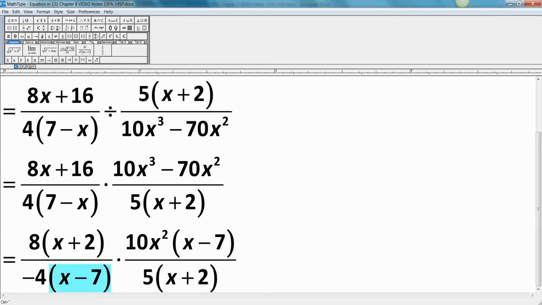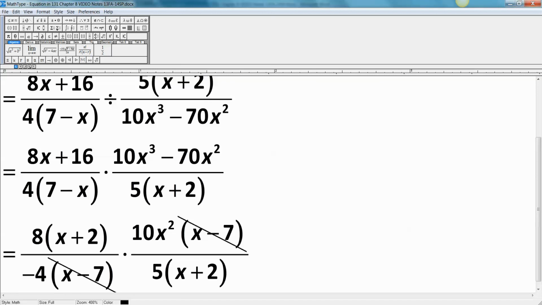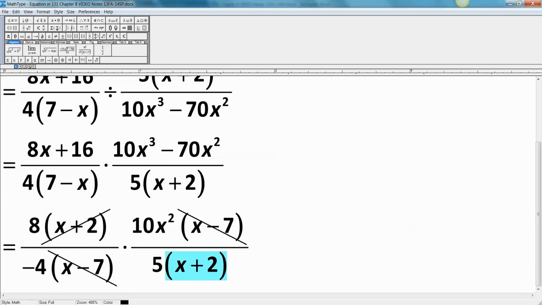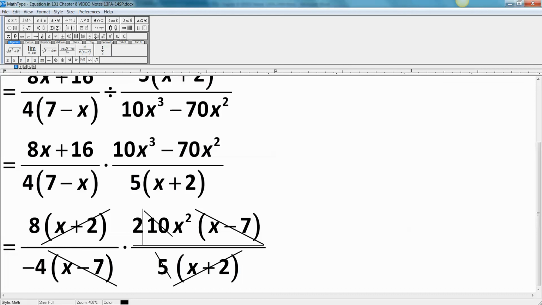All right, so then I can start reducing. x minus 7, gone. x plus 2, and x plus 2 gone. Oh, there's not much left. Well, 5 goes into 10, right? 5 goes into 10 2 times. So it's going to leave you a 2 right here. There's going to be a 2 instead. I'll put it up high just to keep it clear.